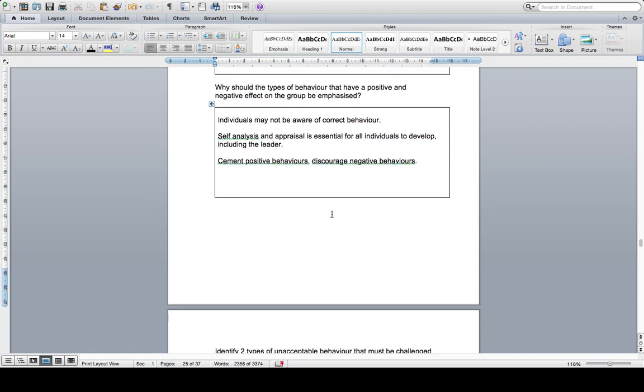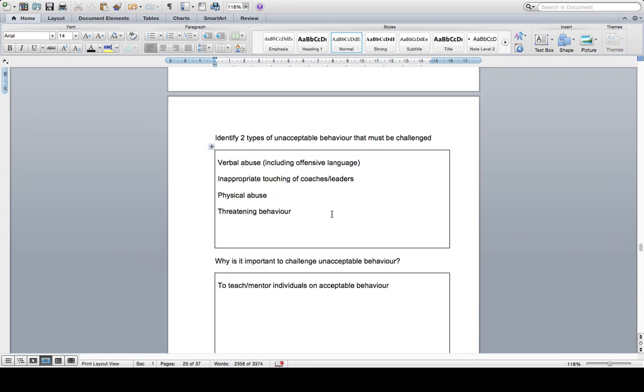Okay, next up. Why should the types of behaviour that have a positive and negative effects on the group be emphasised? Well, obviously, if you tell people what is going to make them perform better, they're going to want to do it. So if you say these are positive things, do these. These are negative things, don't do these. And that helps cement positive behaviours and discourage negative behaviours. And it also helps to develop people on a personal level as well, so they can have self-analysis and appraise themselves and see, am I behaving in a correct way or not behaving in a correct way? So in a way you're teaching them life skills as well, which again is great. Okay, so moving on from there.